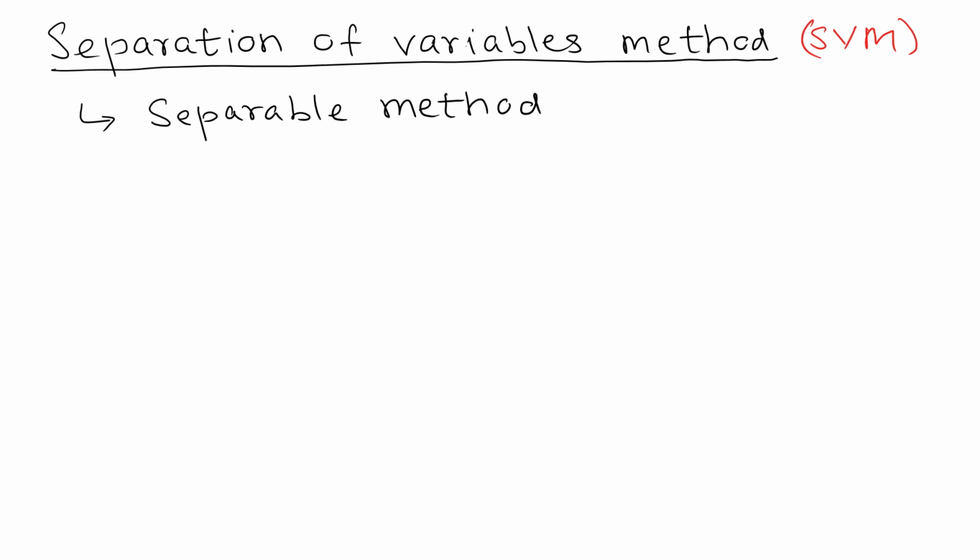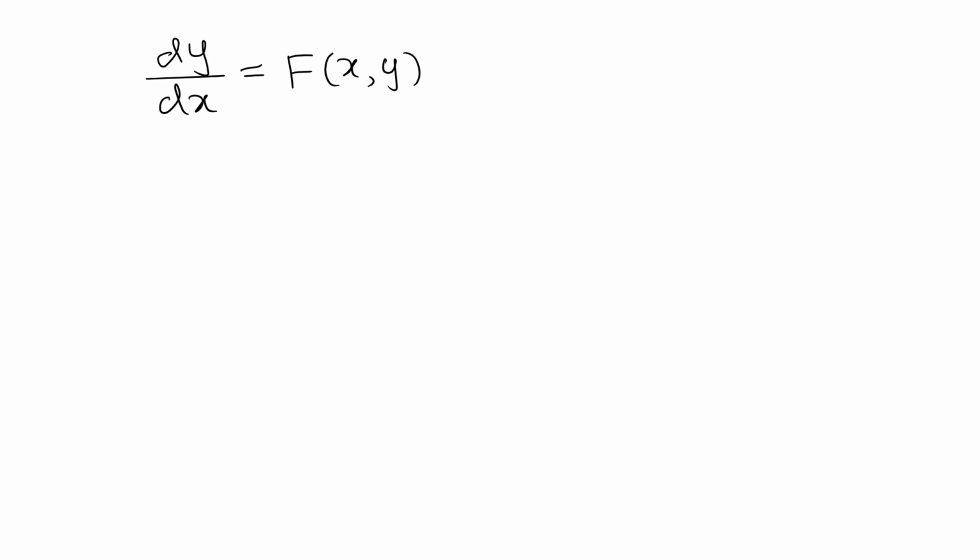Okay, so let's talk about how to use the separation of variable method. Let's say we have a differential equation which is dy over dx equal a function of x and y. The major assumption that we're going to make, a big assumption, is that this function can be written as a product of x and y. So this is equal to f(x) times g(y). You can separate them. That's why we call it separable. You separate into x and y.